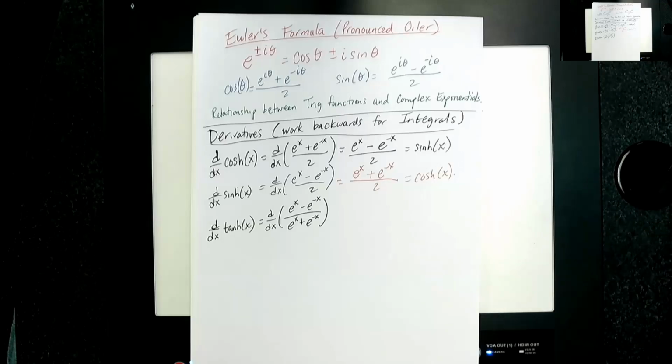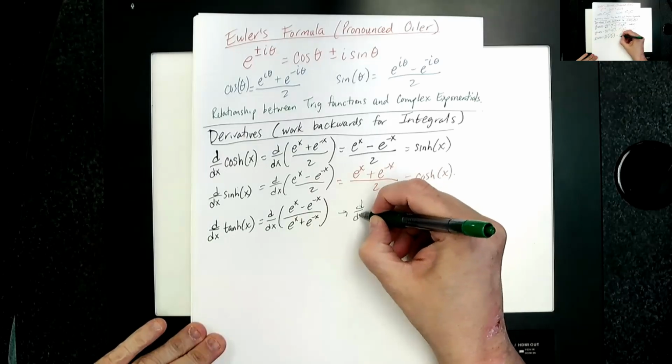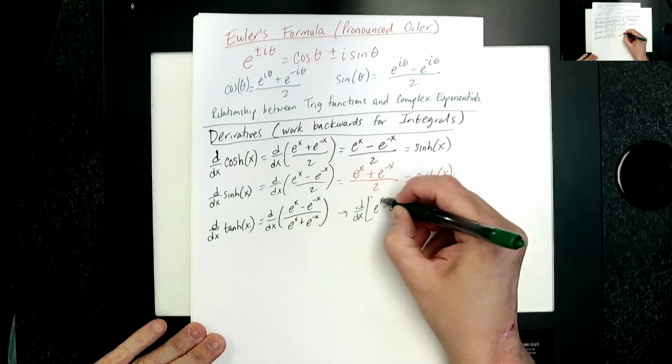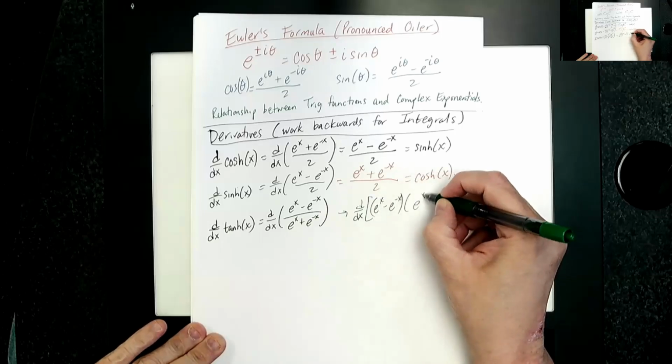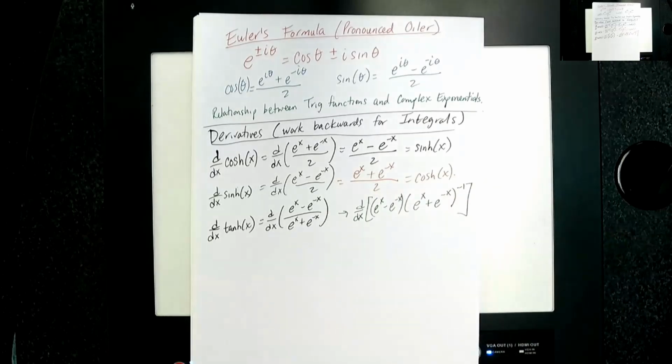So Michael, did you do this as a quotient rule or as a product rule? Quotient. Y'all know you can do a quotient rule as a product rule, right? I mean, this is effectively the same thing as d/dx of e to the x minus e to the negative x times e to the x plus e to the negative x to the negative 1. So like a product rule with some chain rule going on. We'll go quotient rule though.